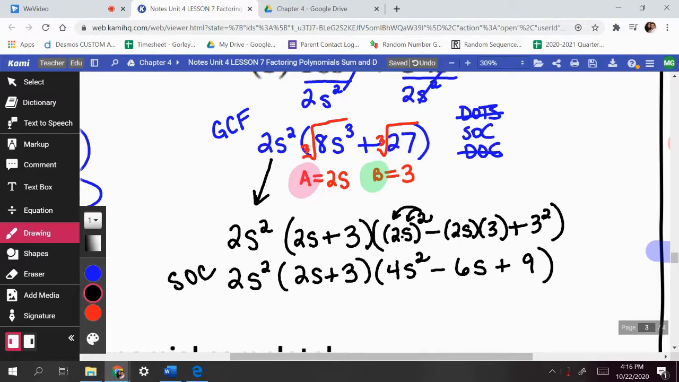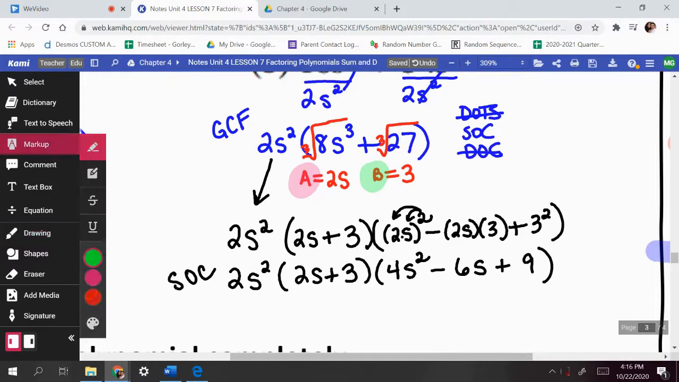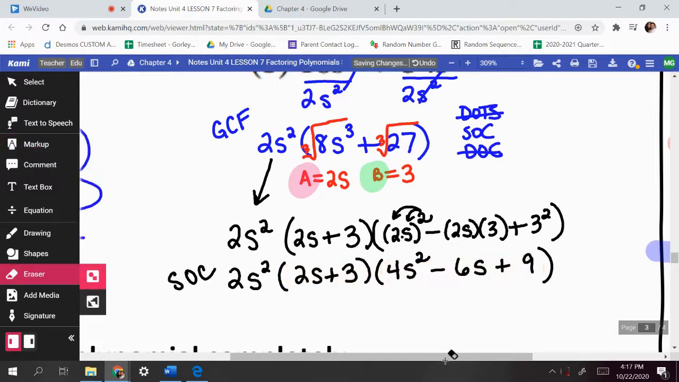Now I've got to look inside each parenthesis and make sure that I can't factor it more. So can I factor, what color do I want to use? Yellow. Can I factor 2s plus 3 anymore? Nope, it's not a sum of cubes. Can I factor this trinomial anymore? Well, I don't know, let's try. We'll see if we can.